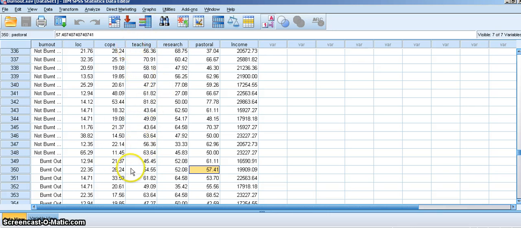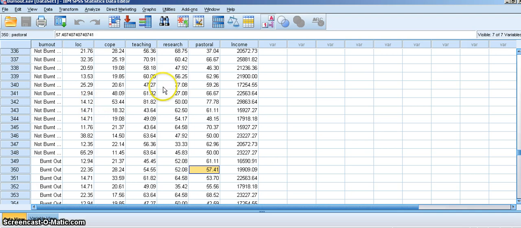So if we have to set up our hypothesis, our null hypothesis will be, there are no significant differences between the two groups, the burnout group and not burned out group. Or our research or alternative hypothesis will be that there are significant differences in the mean score of stress related to teaching between the burnout and the not burnout group.